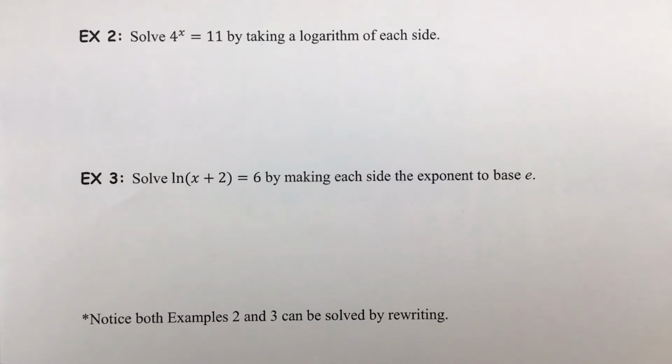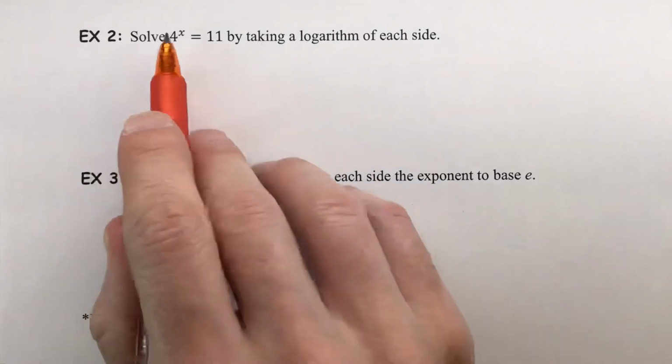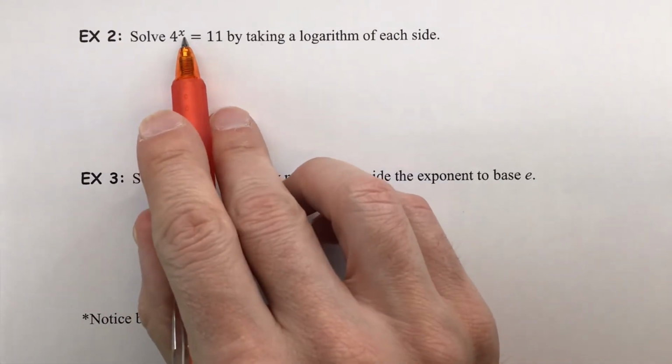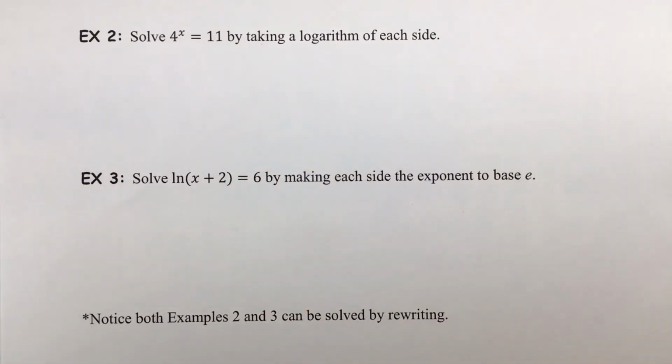For examples 2 and 3, we're going to be solving equations by using the inverses of logarithms and exponentials, which of course are the inverses of each other. For example 2, we're going to be looking at 4 to the x power is equal to 11. And what we're going to do is take the logarithm of both sides here so that we can get that x out of the exponent position.